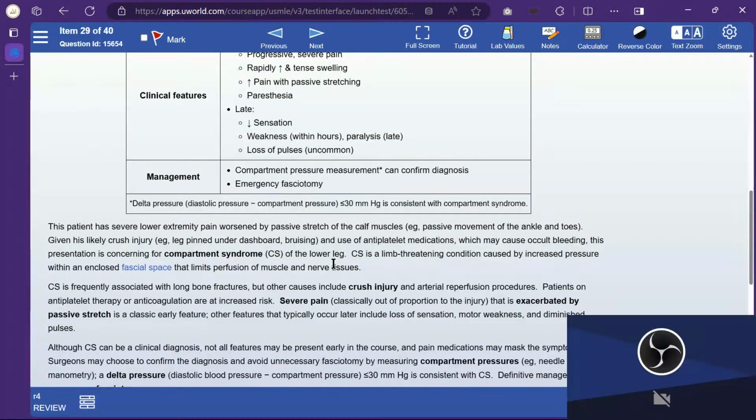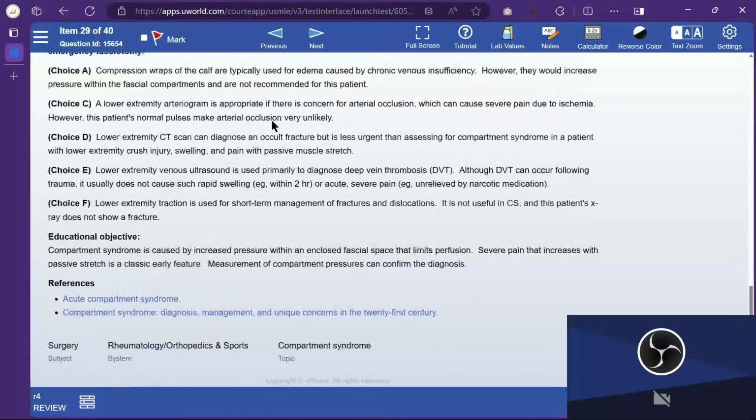Looking for increased compartment pressure. The patient has severe lower extremity pain worsened by stretch of the calf muscle, likely from a crush injury and use of antiplatelet therapy, which can cause compartment syndrome.